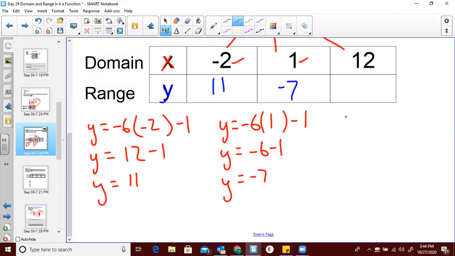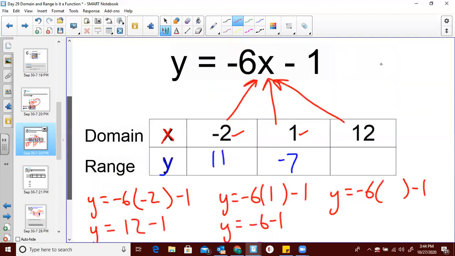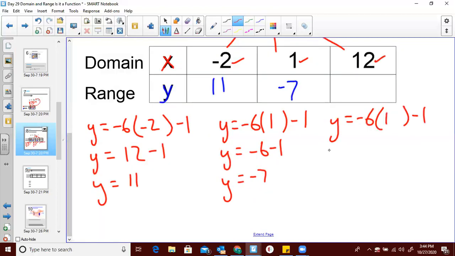And again, for my last one, I put -6. Don't forget to leave a space. That's where your variable is. That's where x is. And I'm going to plug in my 12. And I'm going to get y equals, what is -6 times 12, is -72. I will subtract 1. -72 minus 1 will be -73.